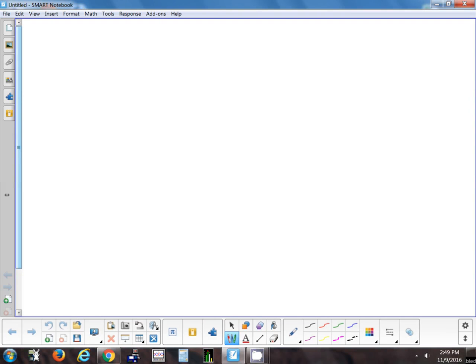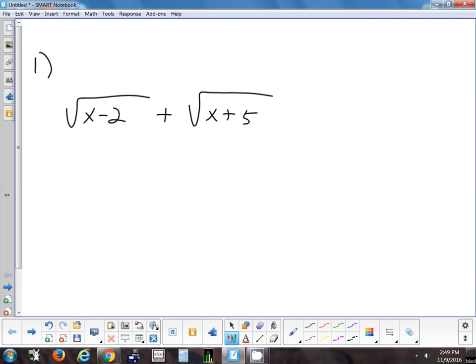Okay, let's do one where you have to isolate and then do it twice, so that covers both types. So let's say we have square root x minus 2 plus square root x plus 5 equals 10. Now, because I just made this one up, there's no guarantee that the solutions I get are going to work. So I have to check them. They could be extraneous. I don't know yet.